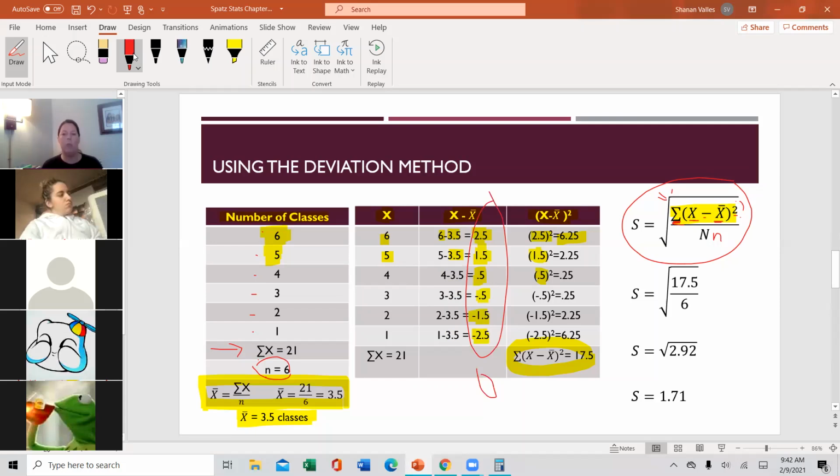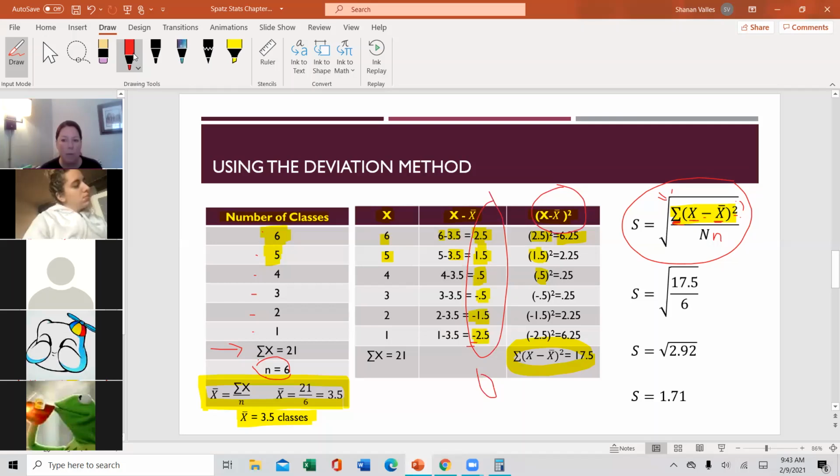Okay, and so when we square them, it takes away the negative part. And what it's doing for us is just giving us an absolute deviation from the mean. Okay, it's giving us a real number that we can work with. So that's why we square our deviations from the mean.